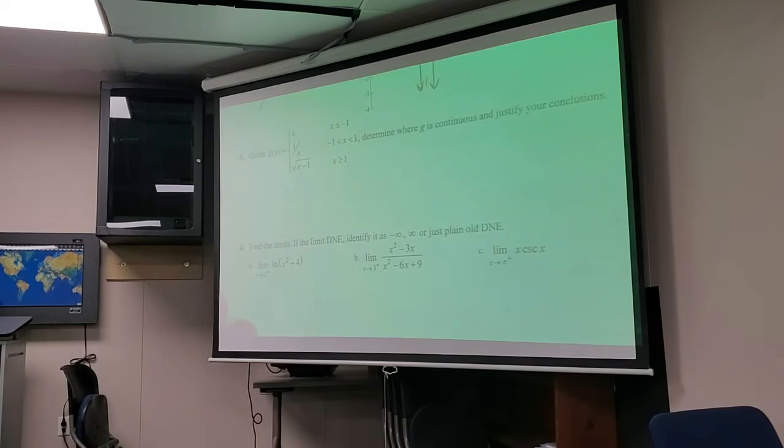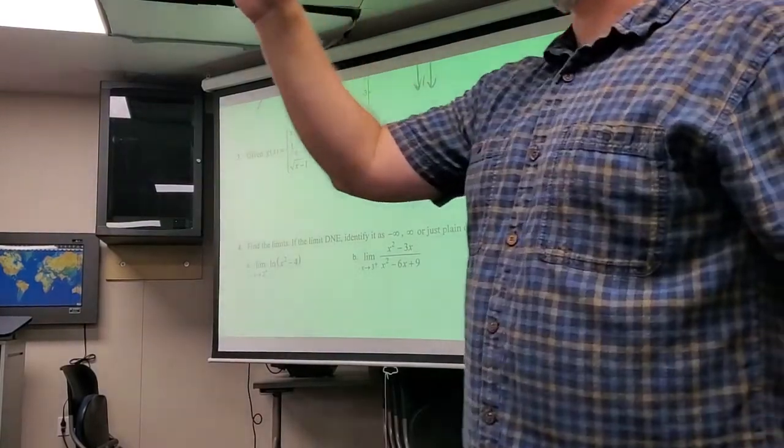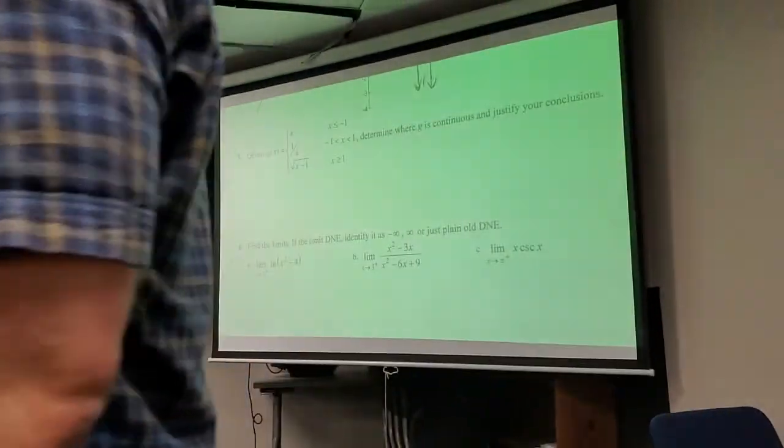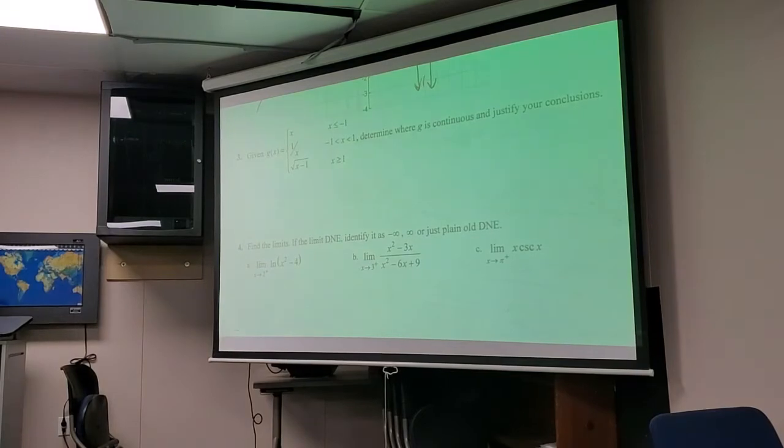All right, number 3. So on number 3, there's obviously inputs where we have to be careful. How do I know the parts are continuous?